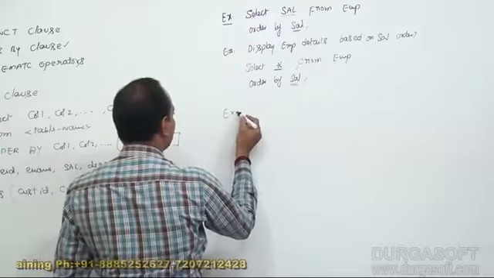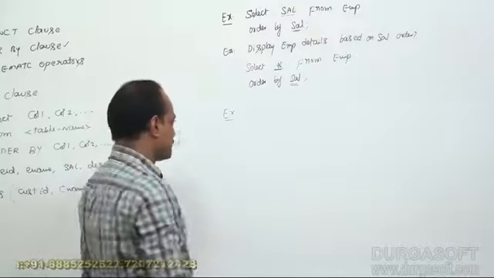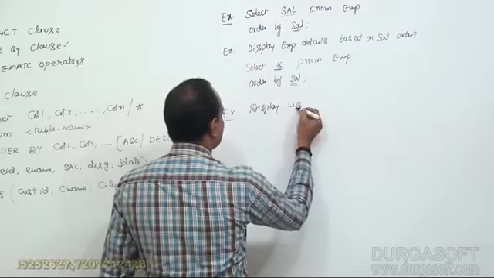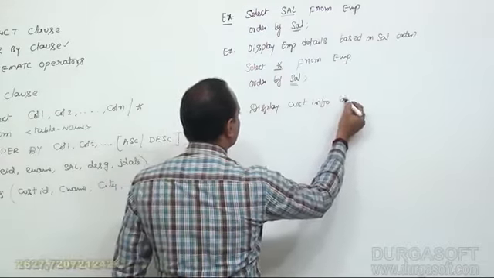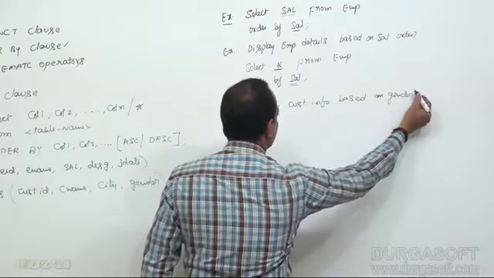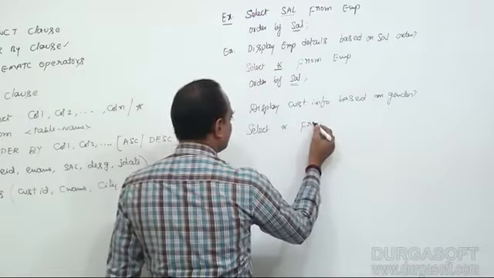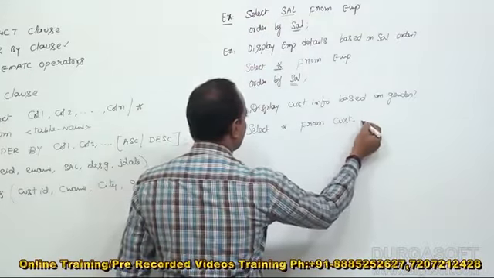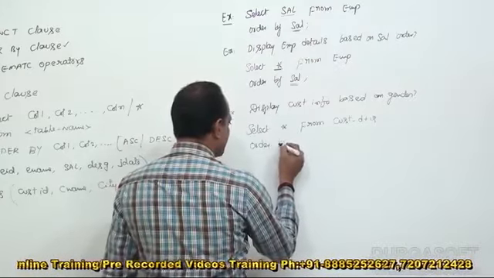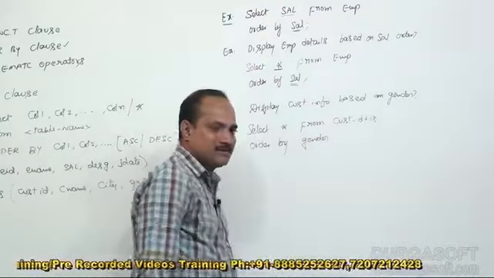Now see here, I want to display customers' information based on gender. Display customers info based on gender order, based on gender values. How should I display? Select star from, what is the table name here? Customer details. Order by, so on which basis you want to see the values? Gender column value. Order by gender.